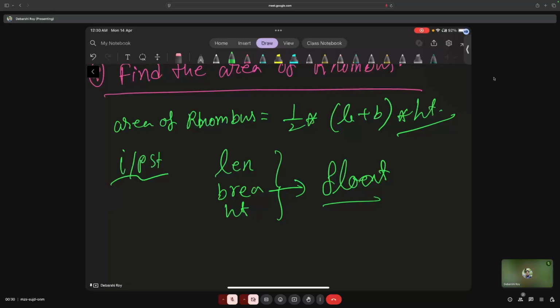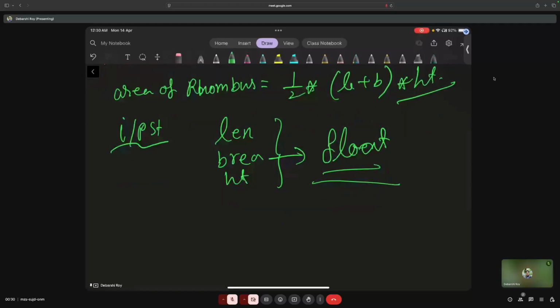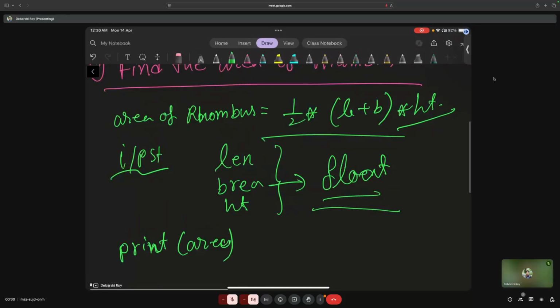So take length, breadth, height as input, convert it into float. I have already discussed in my previous lecture how to do that. And at the end print the area. The formula for area I have already shown: 1 by 2 multiplied by length plus breadth multiplied by height. Take it as it is.